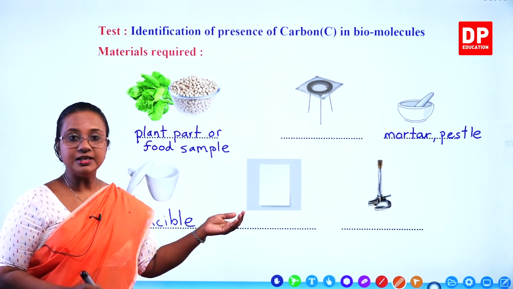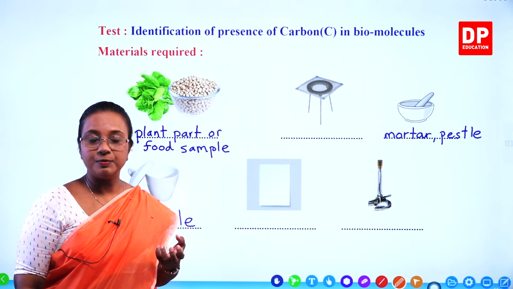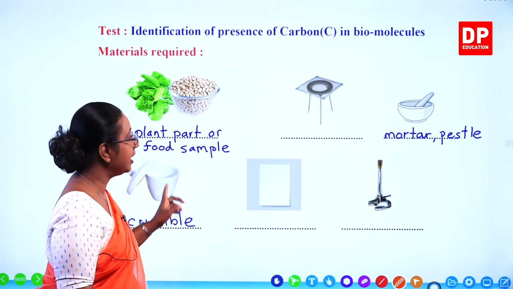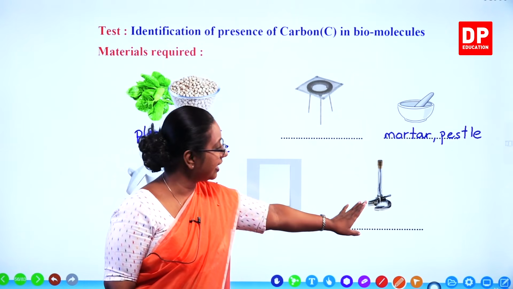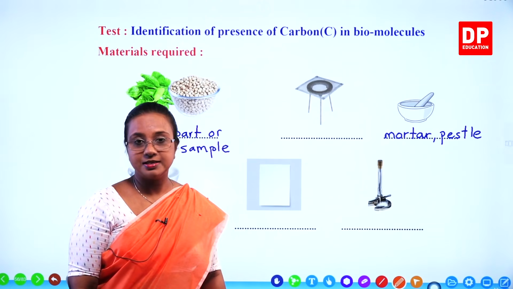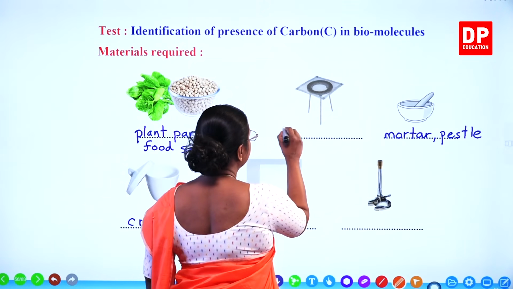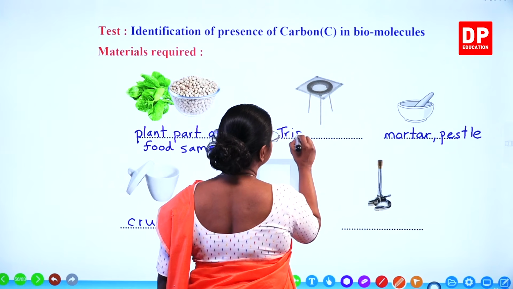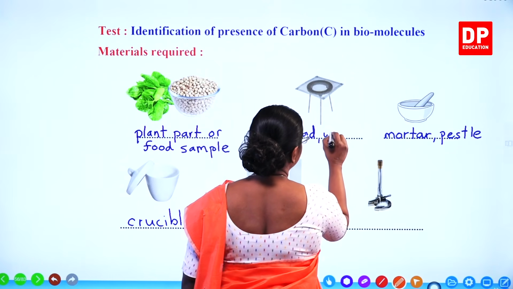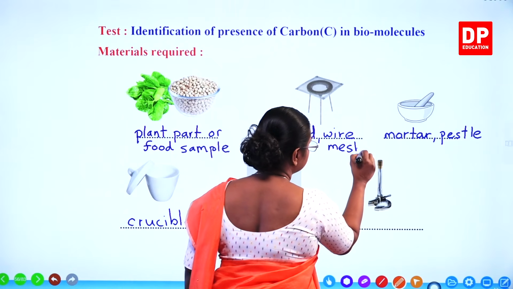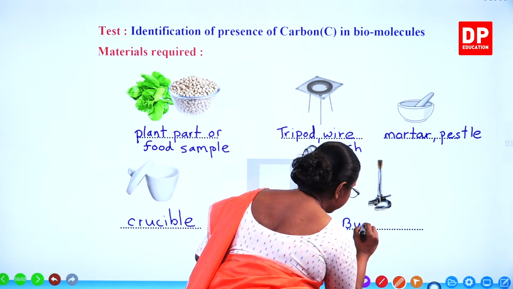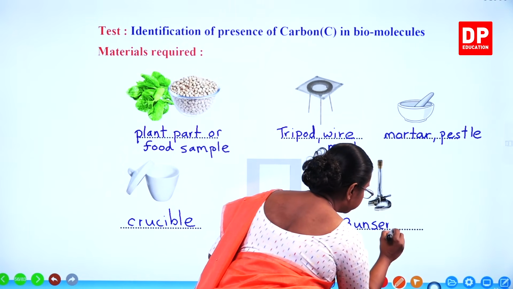We transfer the pulp, the food ground pulp, into the crucible, place it on the wire mesh of the tripod, which is set with the burning Bunsen burner. So we will be needing the tripod, wire mesh and the Bunsen burner.